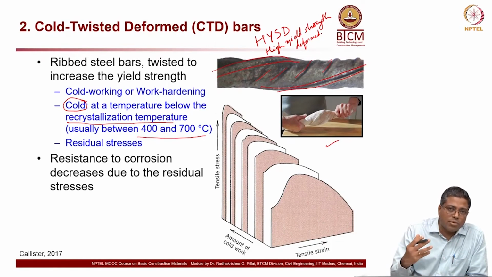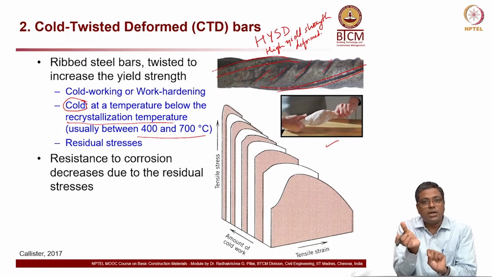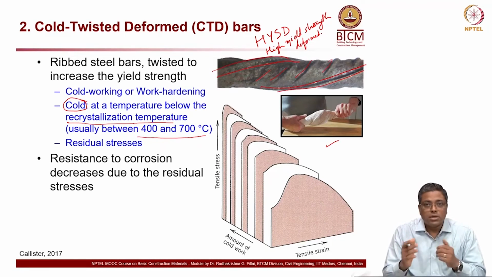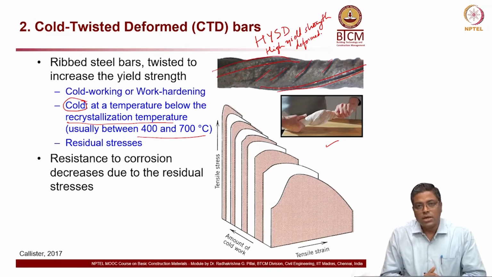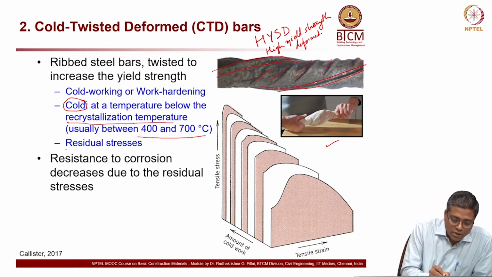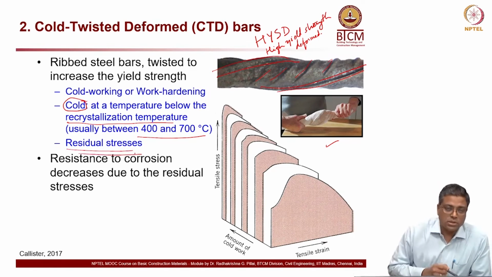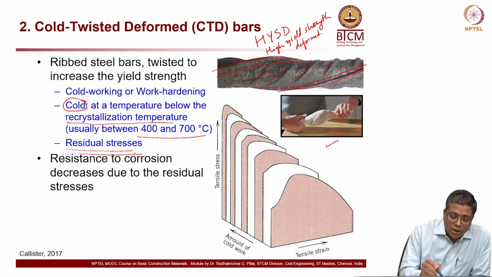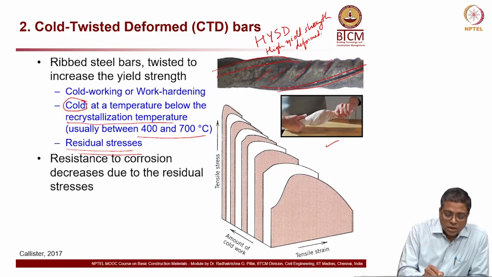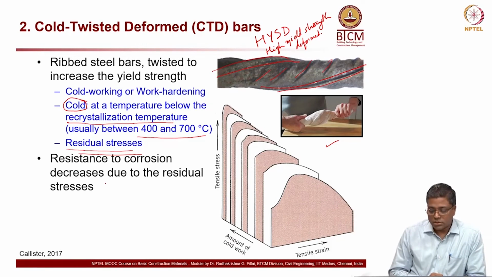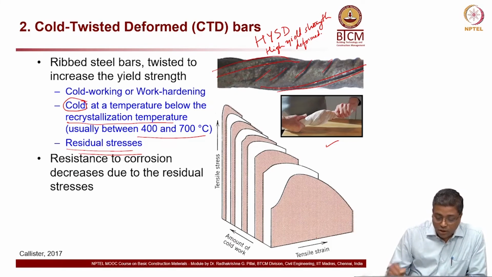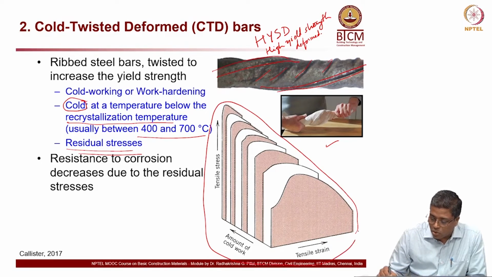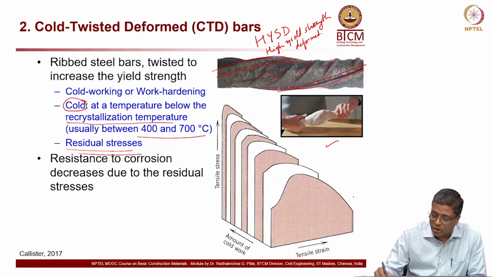At that temperature the rebar is taken and then twisted, and then we get this type of cold twisted deformed bars. The problem with this bar is there are some residual stresses. Because of these residual stresses, resistance to corrosion also decreases. Before we go further into that, let me tell you, when we do this deformation or cold working, this graph here indicates that.